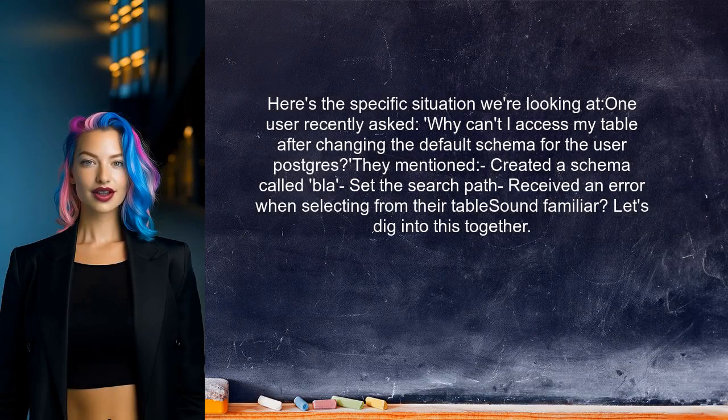Here's the specific situation we're looking at. One user recently asked, "Why can't I access my table after changing the default schema for the user Postgres?" They created a schema called blah and set the search path, but still received an error when trying to select from their table. Sound familiar? Let's dig into this together.